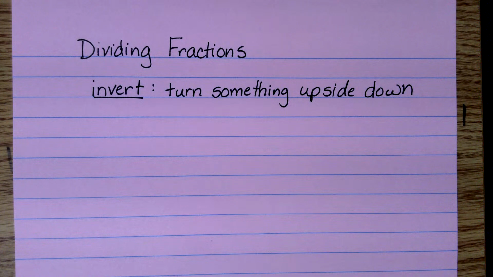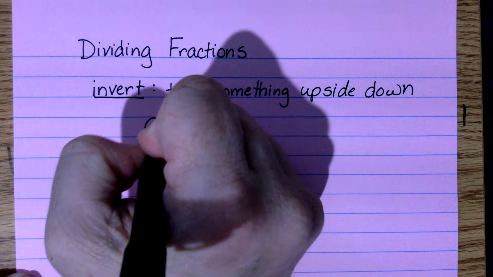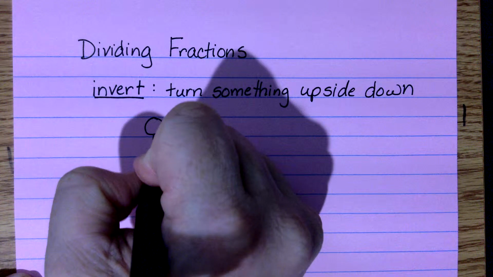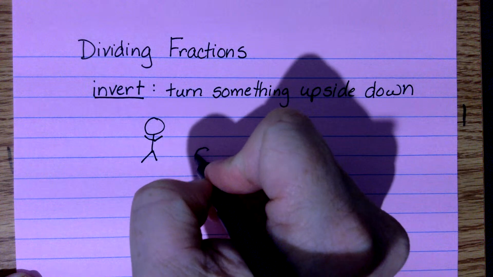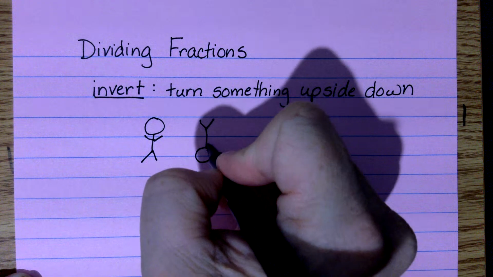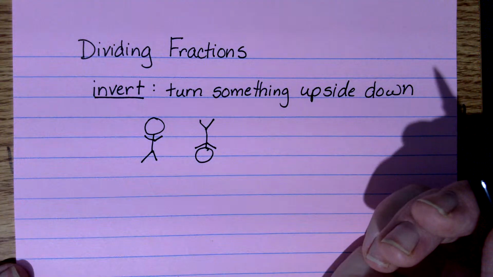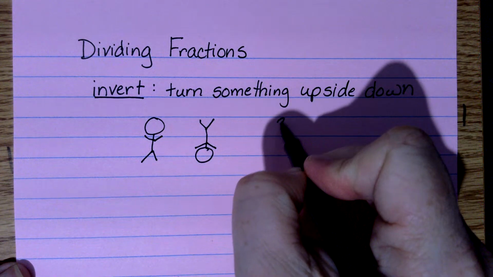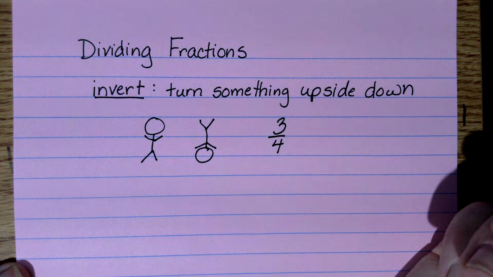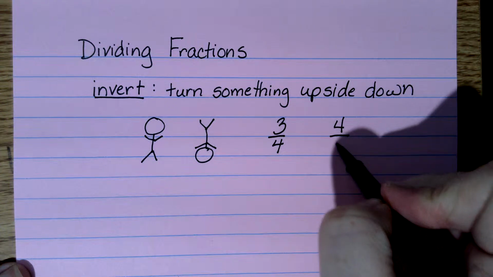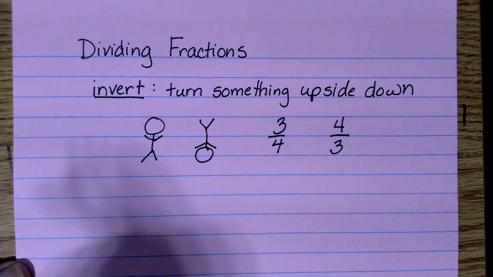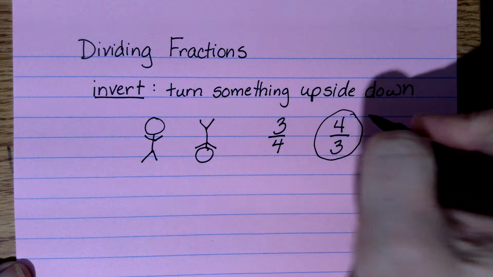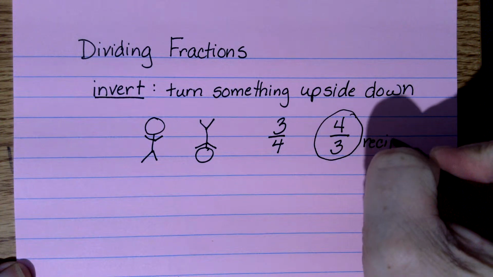So for instance, if I have a human being who is standing on their feet, and I had that human being standing on their head instead, they would be inverted. We can do the same thing with fractions. If we have 3/4, we can turn it upside down. This is called inverting the fraction. Invert is the action we do. This is now called the reciprocal of 3/4.